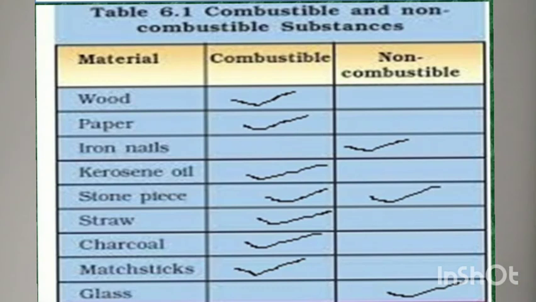Now see, a few materials are listed in your textbook and we need to note down whether they are combustible or non-combustible. First one is wood, that is combustible. Paper is also combustible as it catches fire and gives off heat. Iron nail, non-combustible. Kerosene oil, combustible. Stone piece, non-combustible. Straw, combustible. Charcoal, combustible. Matchstick, combustible. And glass, that is non-combustible. And how have we differentiated this? On the basis of which substance reacts with oxygen and gives off heat, right? The substances that react with oxygen and give off heat are all combustible.